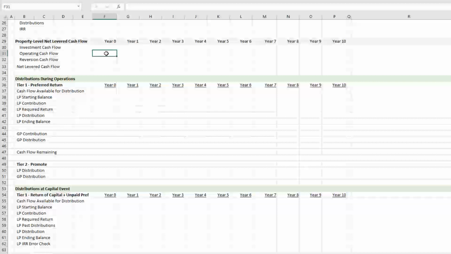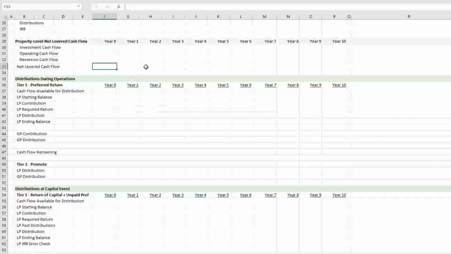Operating cash flows being cash flow after financing, or whatever cash flows are available at the operation stage that are distributable to the partners. Reversion cash flow being, again, cash flows available to distribute to the partners at a capital event. A capital event being a sale or a refinance. The sum of those cash flows gets us to a net levered cash flow line.